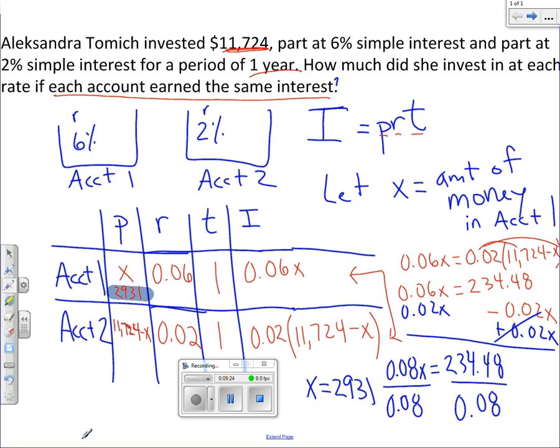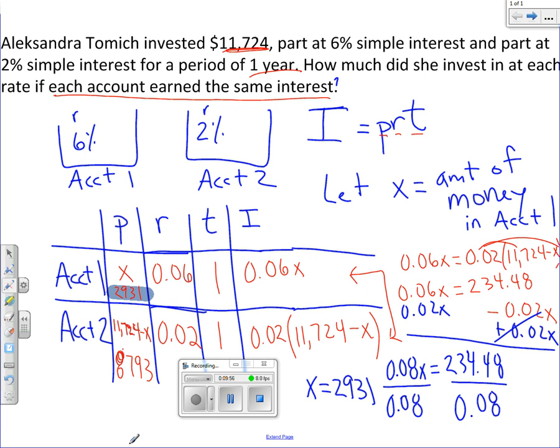And if we know how much she invested in account 1, we can figure out how much she invested in account 2 by subtracting. 11,724 minus 2,931, and I get 8,793.